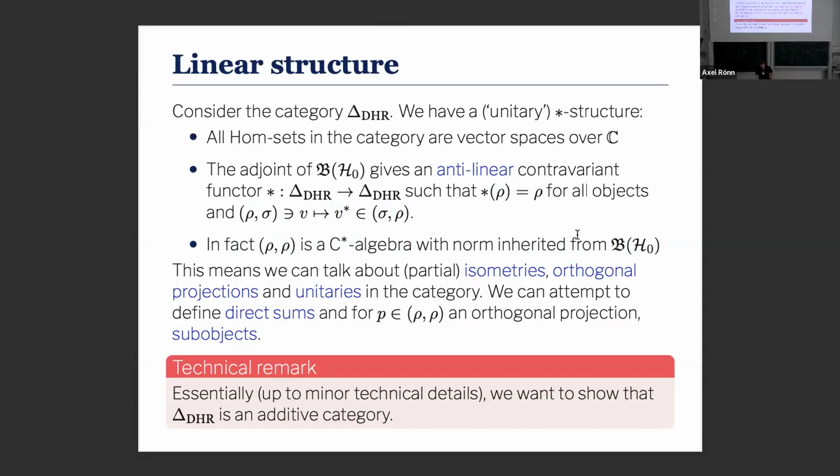We don't really need that structure now, but the thing that I want to use from this is that I can say when an intertwiner is an isometry, an orthogonal projection or a unitary. This really just means the same as if the intertwiner is an operator, so it's the same property.